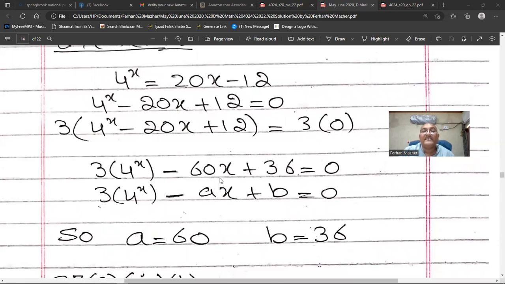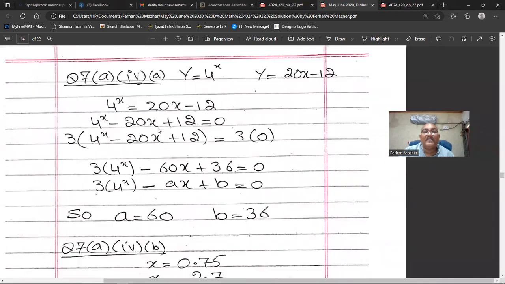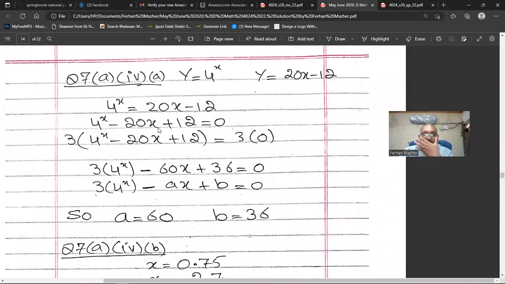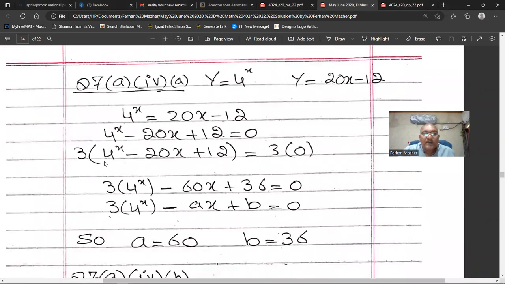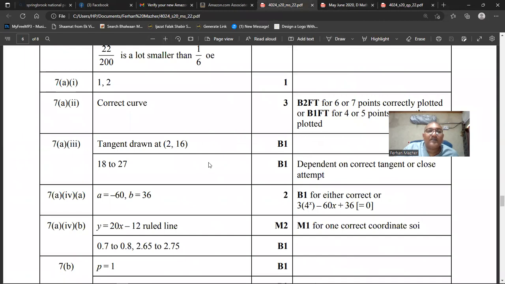So it means a is 60 and b is 36. Hopefully you can see the solution of this equation showing up on your screen. It's a very famous concept. Whenever you have a question on the graph, this concept is tested: the point of intersection of a line and a curve, and by making the equation of the line and curve equal to each other, you make a new equation. So our answer is right.